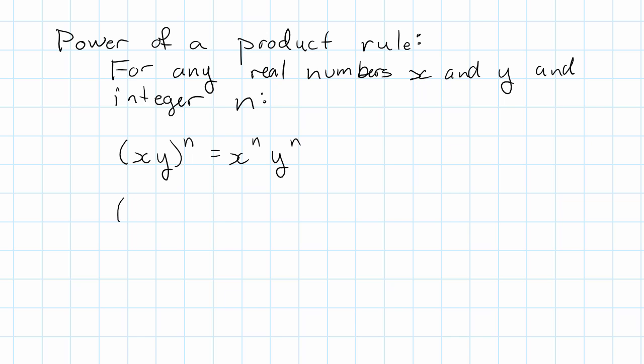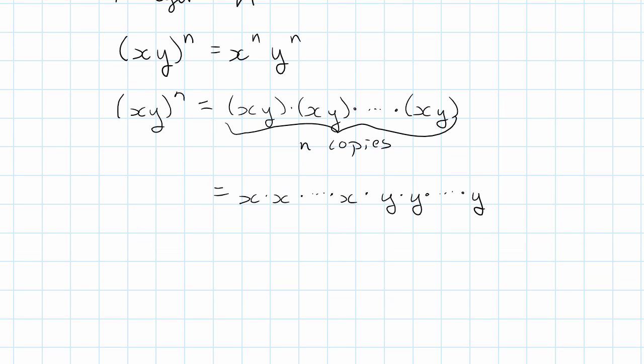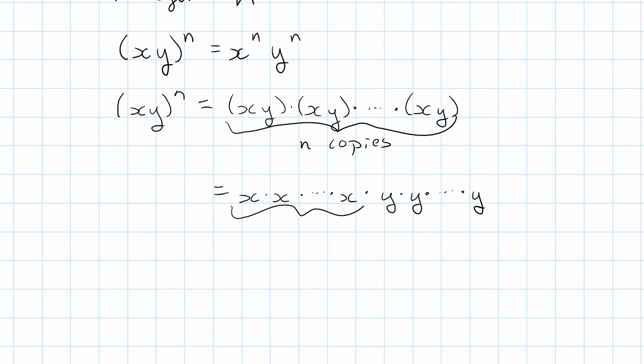If we have xy to the n, that's going to be xy multiplied by itself repeatedly. There'll be n copies. We can rearrange that to put all the x's first, followed by all the y's, and we have n copies of each. And so that works out to be x to the n times y to the n, just the way we thought it would.